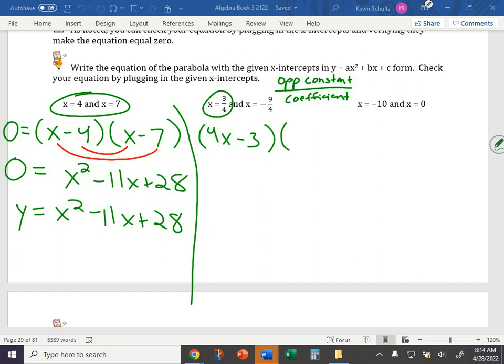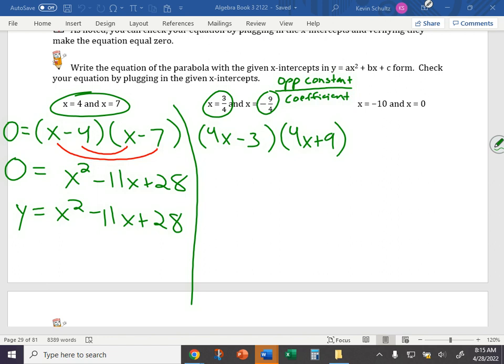What would our second set be then? Negative 9/4. The opposite of that constant gave us the negative 9. Noah? 4x plus 9. 4x plus 9. Okay? Essentially, your denominator becomes the coefficient, and then your constant is the opposite of the numerator. Again, kind of working backwards here. 4x minus 3, 4x plus 9.